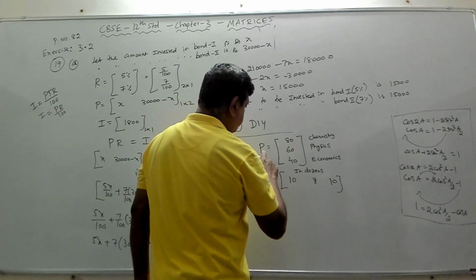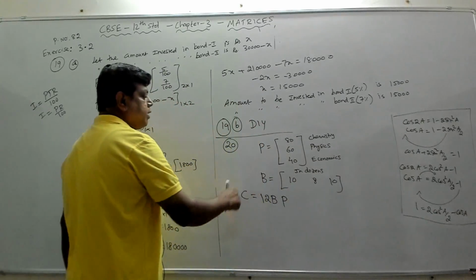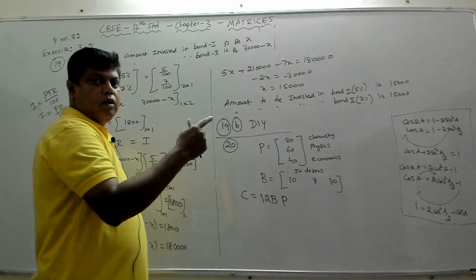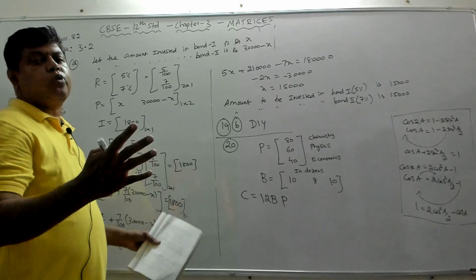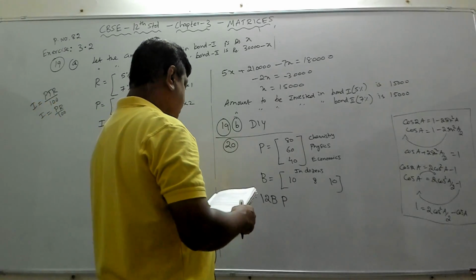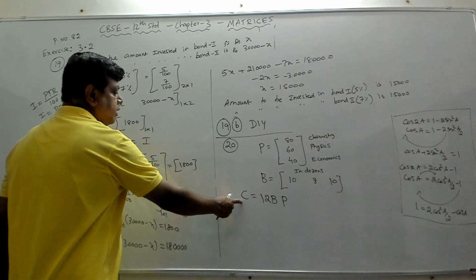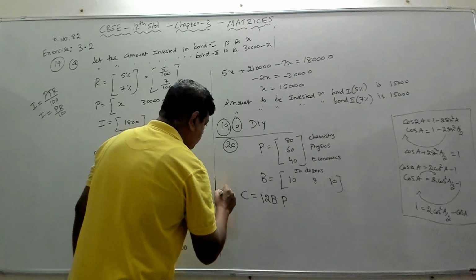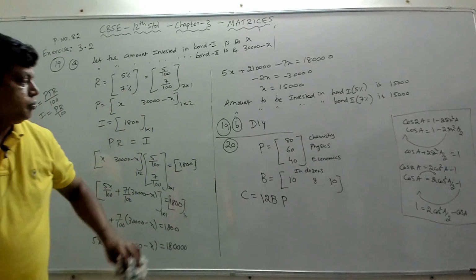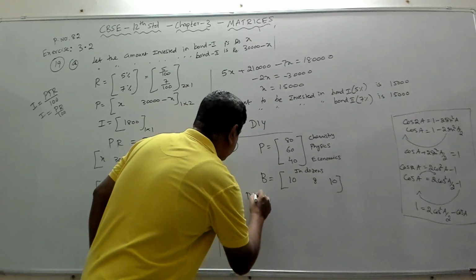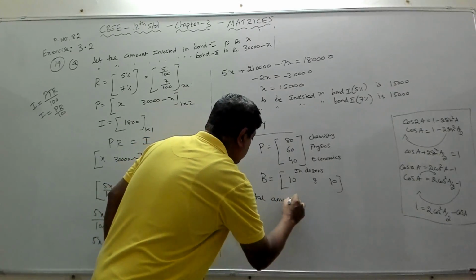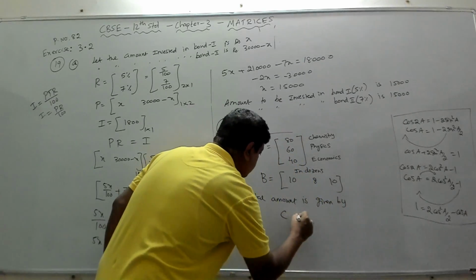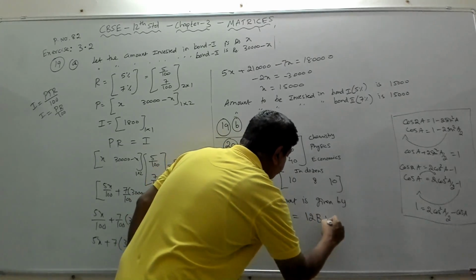That should be multiplied with this matrix P, the price matrix. If you multiply the number of books with the cost of each book, you will get the total amount the bookshop will receive. I'll call it the total amount. So the total amount is given by C equal to 12 times B into P.